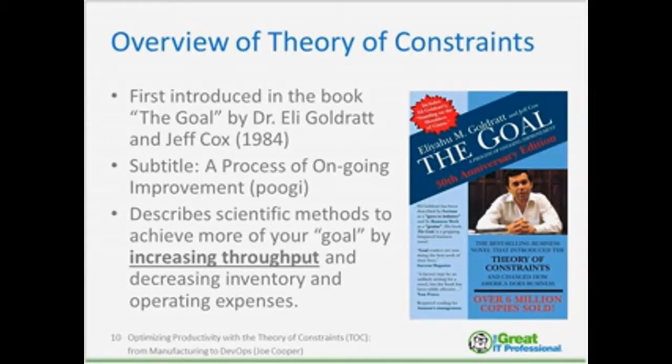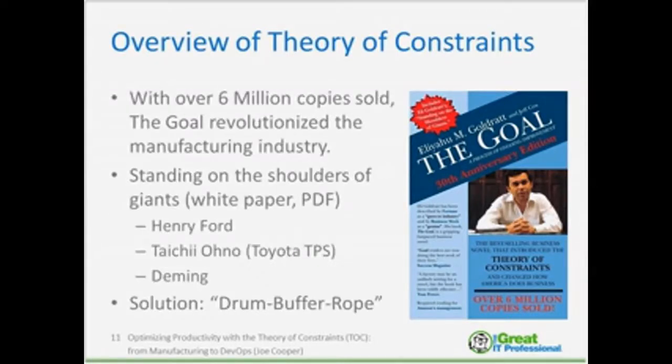The book The Goal and the Theory of Constraints really describes scientific methods to achieve more of your goal. And one of the first steps in improving within an organization is to really understand what is the goal of that organization. For most for-profit organizations, the goal is probably something financial. But certainly not-for-profits and other organizations can have goals that are not financially related. And the scientific methods help to achieve more of your goal by increasing throughput primarily. So if you think of throughput as flow, increasing throughput is the primary focus within the theory of constraints. But also decreasing inventory and also decreasing operating expenses. The goal had over 6 million copies sold and it revolutionized the manufacturing industry.